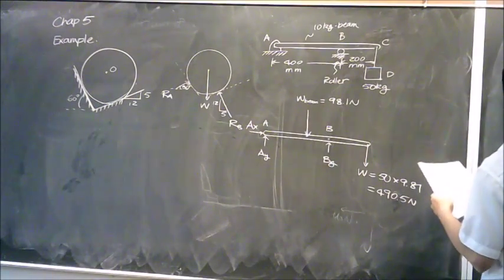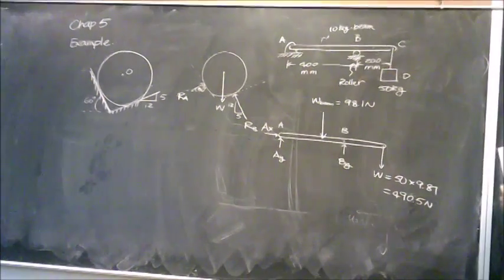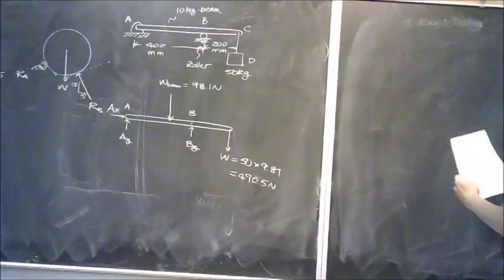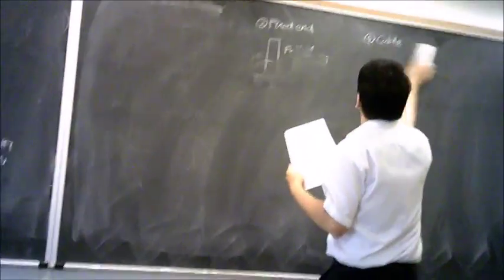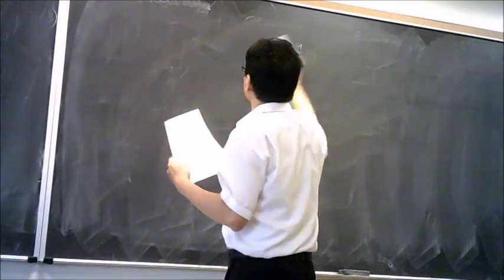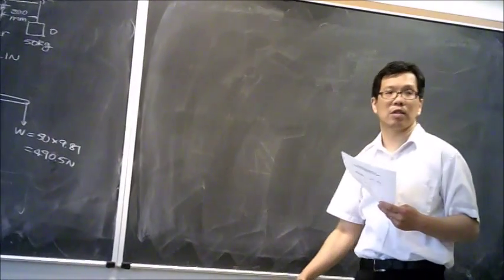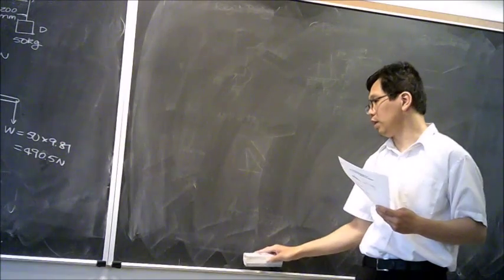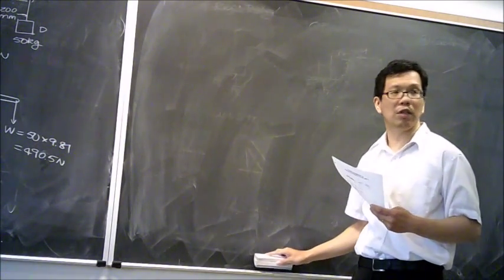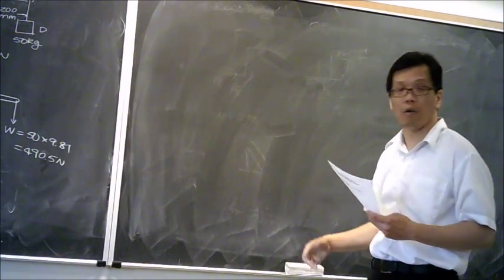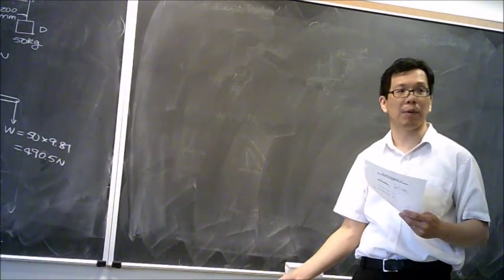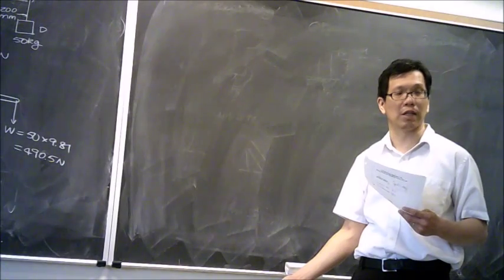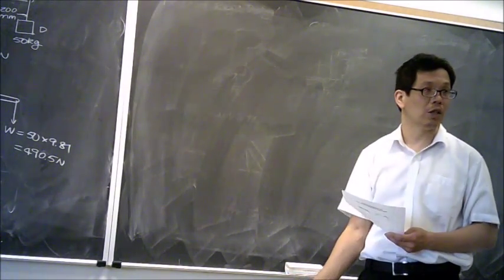So let's do an example which is similar to this configuration. So far, all the solving procedures are going to be the same as what we did in chapter 4. The only difference is how we draw the free-body diagram, because in chapter 3 and chapter 4, the forces were all concentrated at the same location. But over here, they're not.